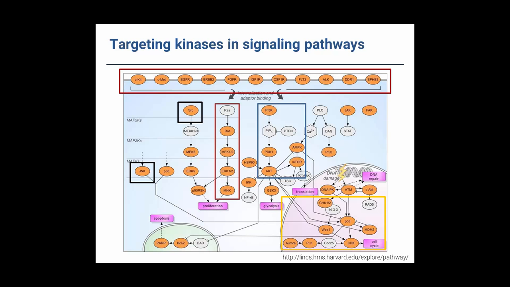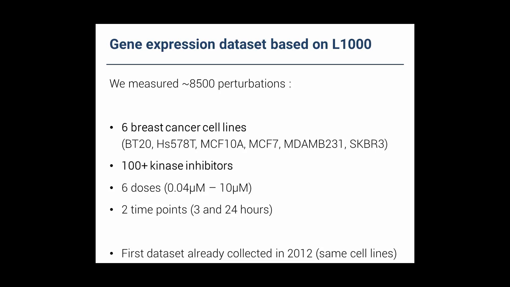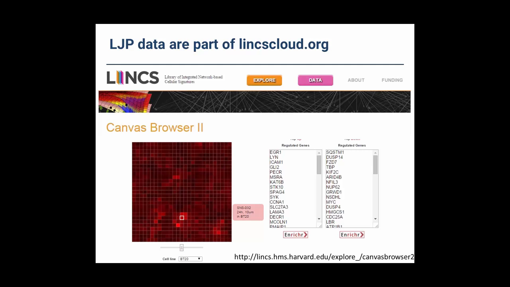So if you want to test all those different pathways and inhibit the different kinases, that leads to many different conditions. We end up having more than 8,000 conditions because we tested 6 different cell lines, more than 100 kinase inhibitors across 6 doses, and we tested 2 and 24 hours. And this was indeed an ideal data set to collect with the L1000 because of the breadth of the data and the large output.